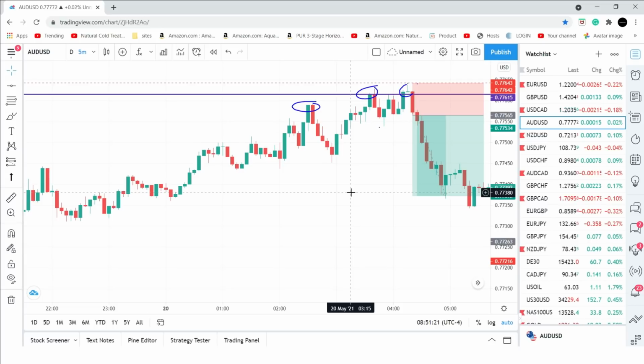All right, so this is another way you can trade the triple top or triple bottoms. So let's go to the next reversal pattern you guys can use. So let's go.